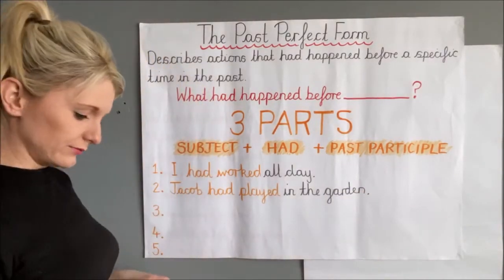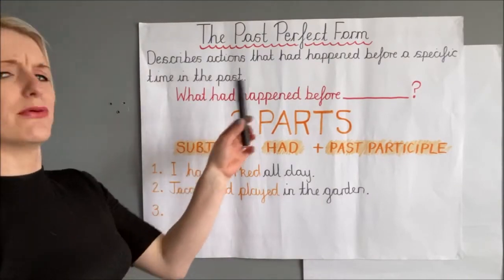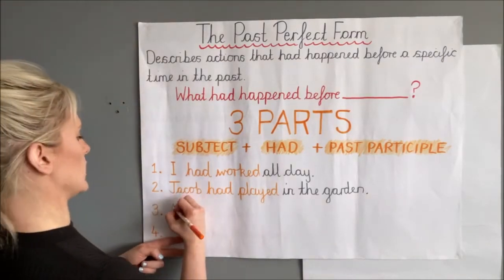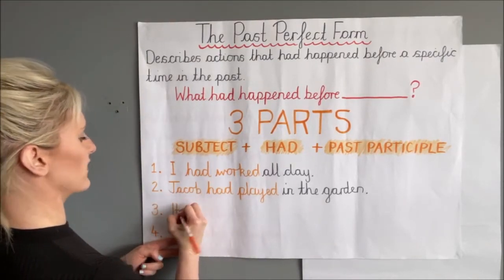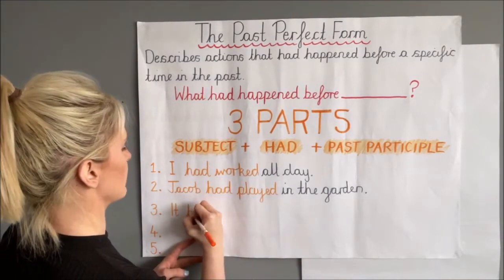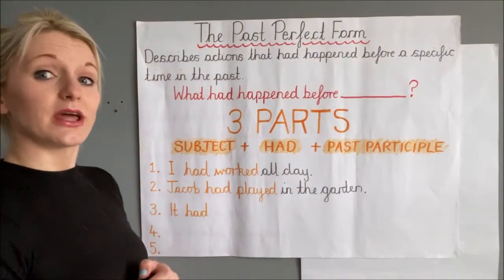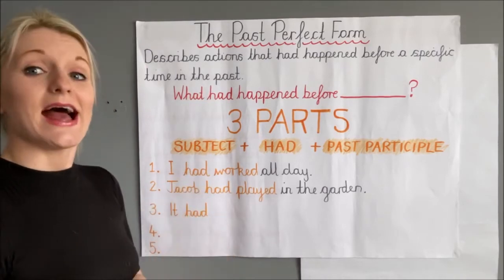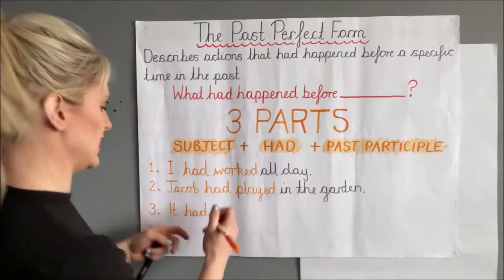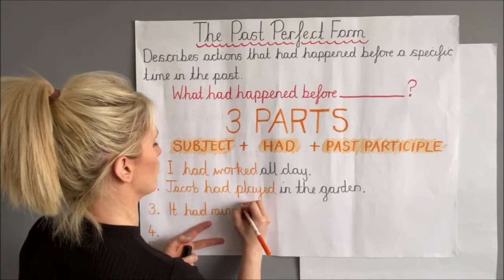Okay, then I'm going to do one more for us on this question. So the same question, what had happened before 6 p.m. yesterday in my house? I'm going to say an it one. My subject is going to be it, and I'm going to use my had, because I know that has to be my second part. And I'm going to say it had, and I'm going to take the verb to rain. And in the past participle form, that becomes rained with an ed on the end. So I'm going to say it had rained.